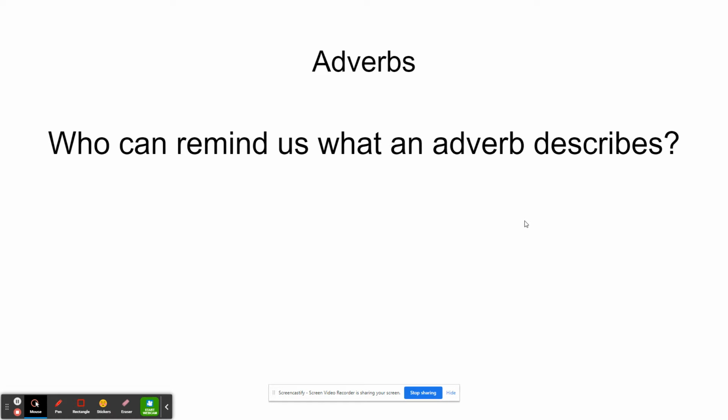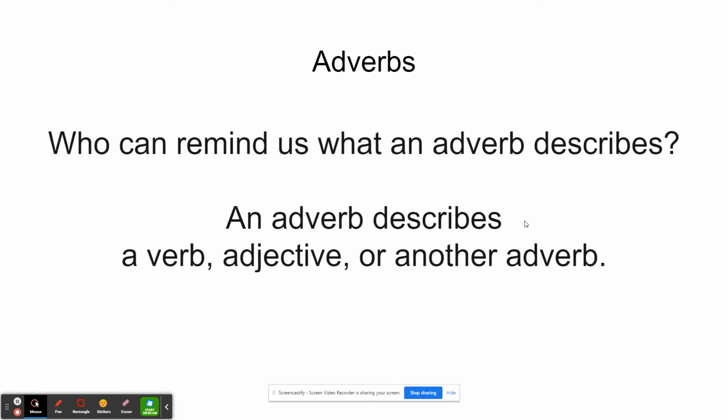Who can remind us of what an adverb describes? Hopefully you can. Think about our adverb chant if you need to. Adverbs energize three types of words: verbs, adjectives, and other adverbs. So an adverb describes a verb, an adjective, or another adverb.